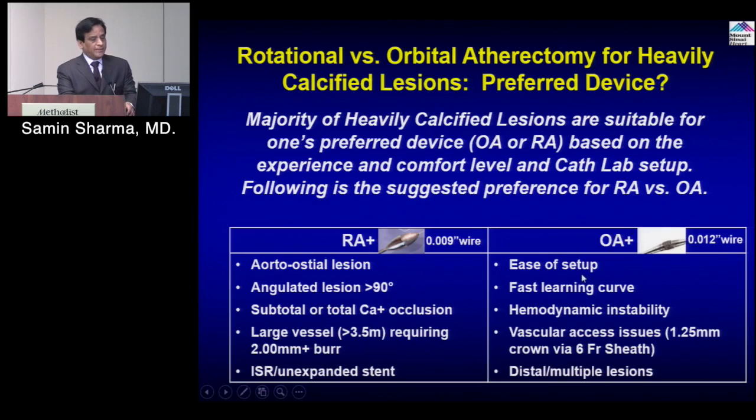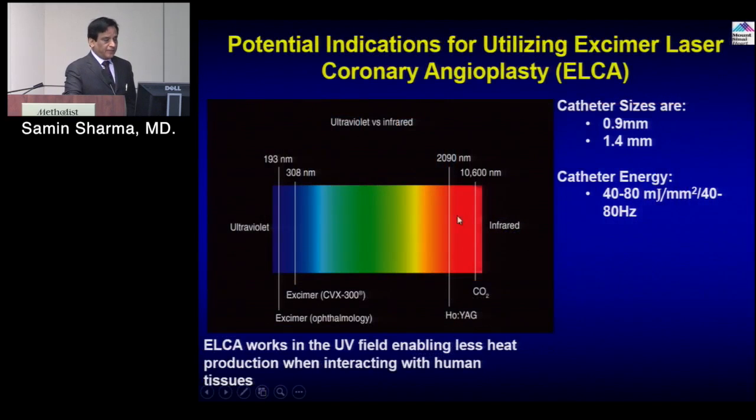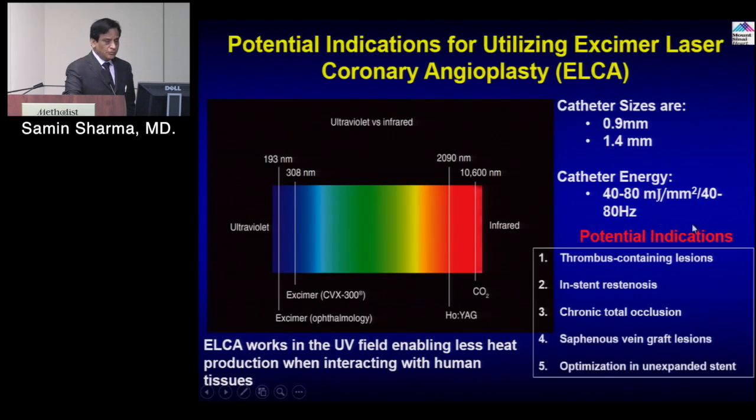But for orbital, given the ease of setup, fast learning curve, and less slow flow, in hemodynamically stable patients maybe orbital atherectomy is preferred. So just a few words on the third atherectomy, and that is the laser, which basically works with photothermal, photochemical, and photomechanical effects in calcific lesions, with two catheter sizes, 0.9 and 1.4, and various energy levels, 40 and 80 joules.